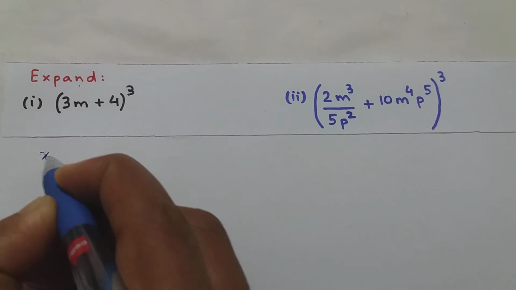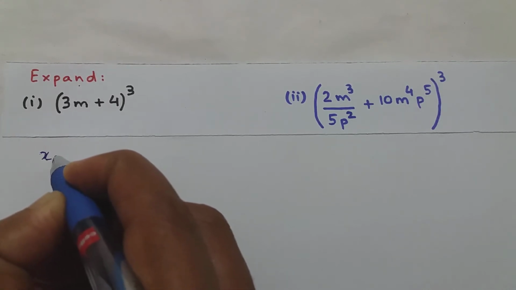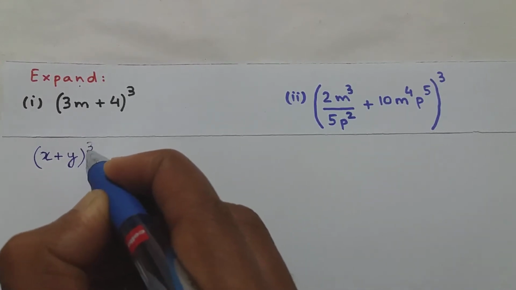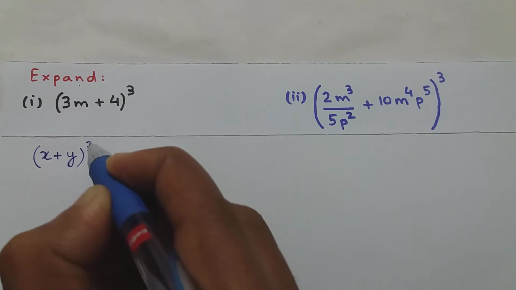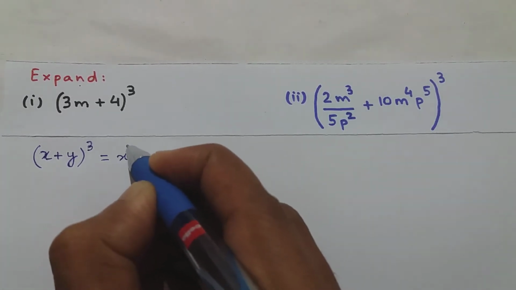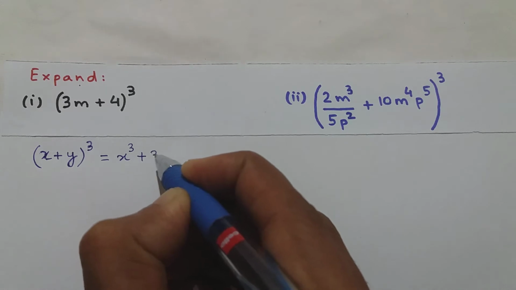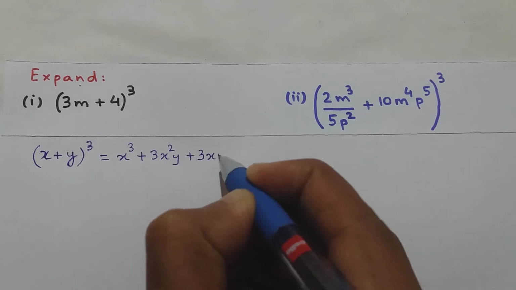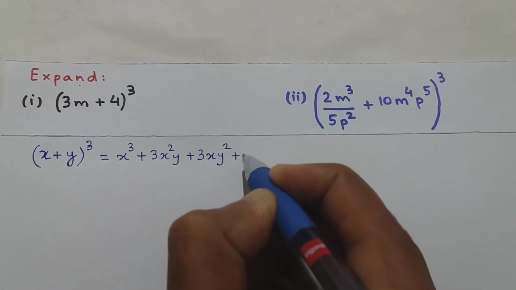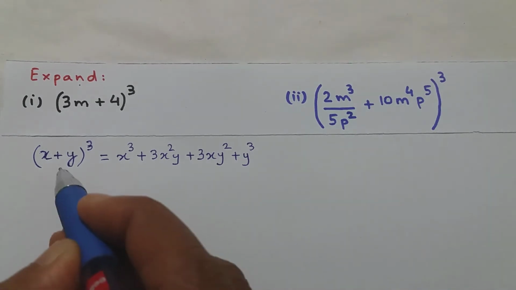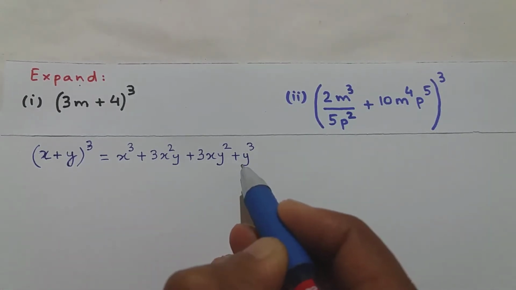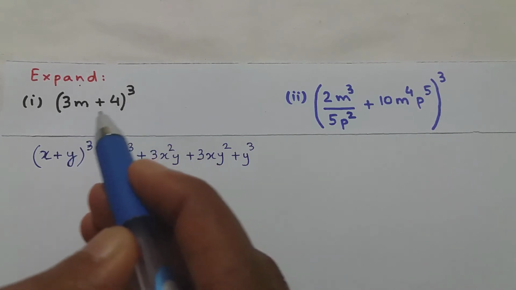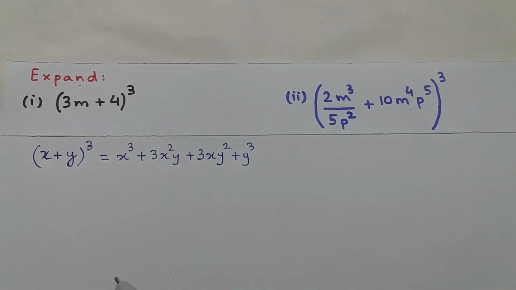x plus y whole cube is equal to x cube plus 3x square y plus 3xy square plus y cube. So this is the algebraic identity that I am going to use in order to expand the given expression, which is 3m plus 4 whole cube.